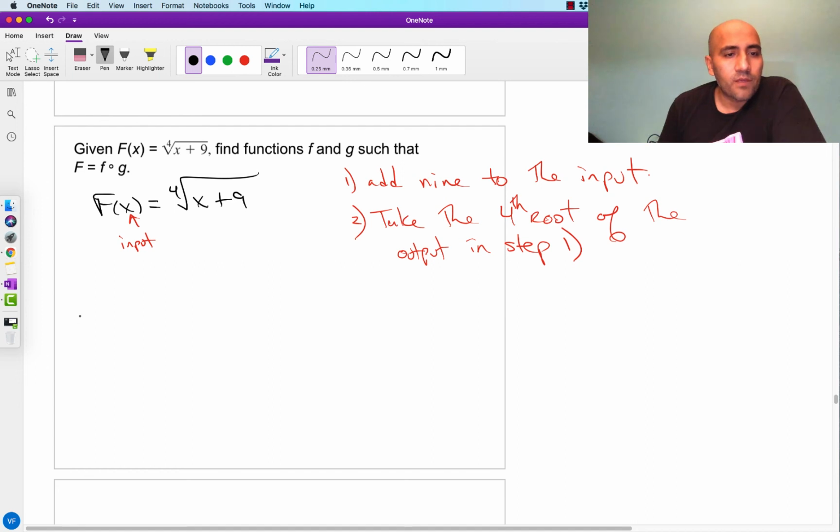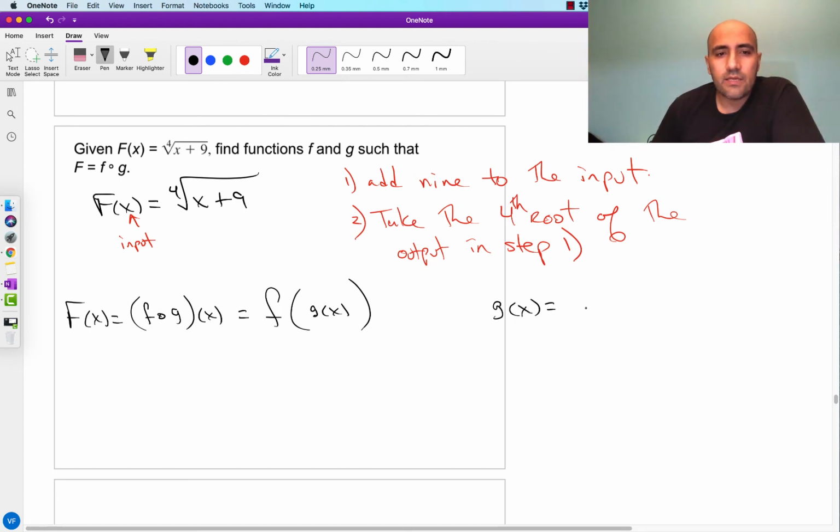Capital F of x is equal to f composed with g of x, so that means it's equal to f evaluated at g of x. One obvious thing we could do is define g of x to be the inside part of the root, which would be x plus 9. And f would then be the outside part, which would be the fourth root of x.